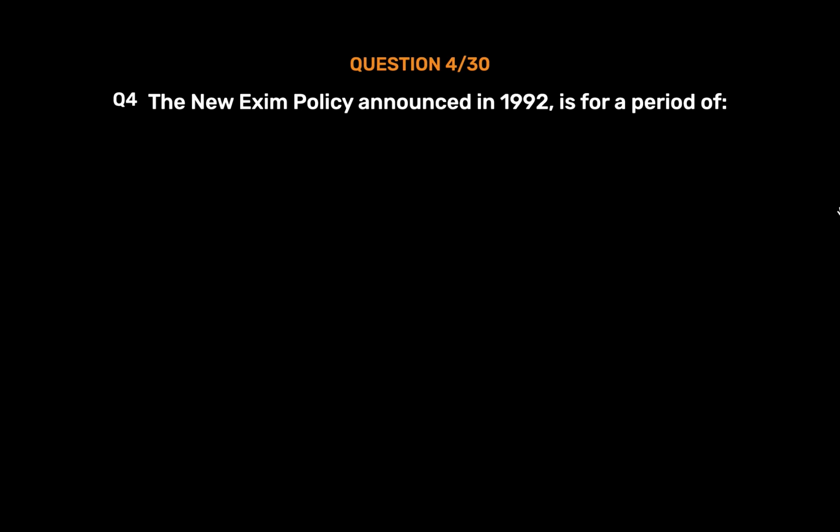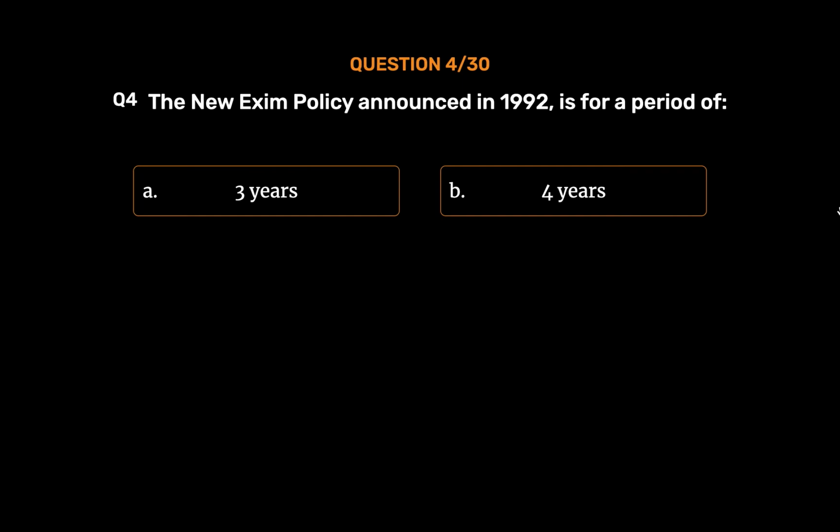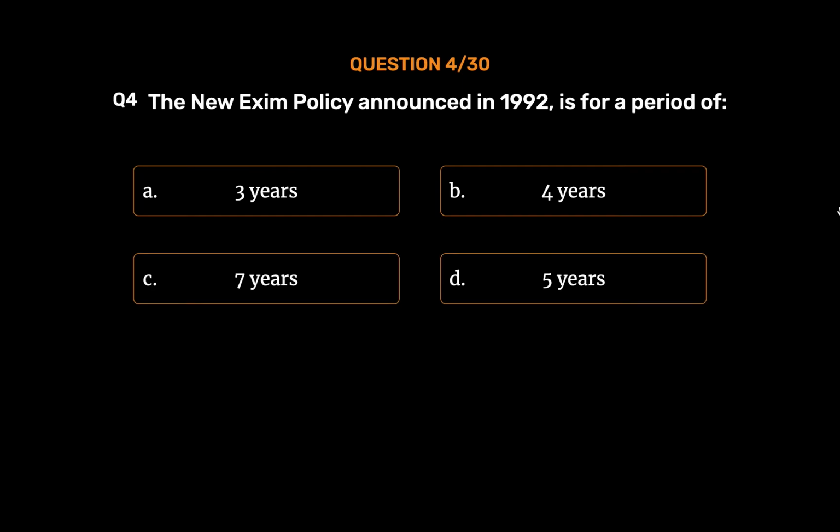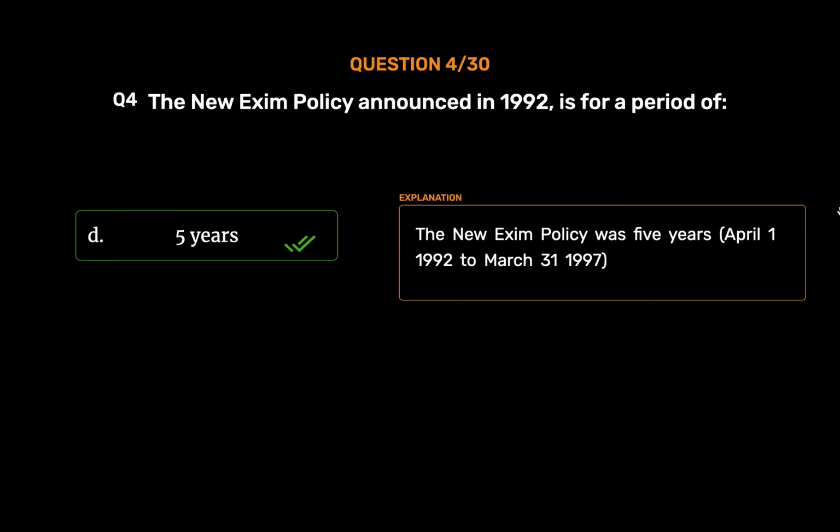Question number 4. The new Exim Policy announced in 1992 is for a period of Option A. 3 years. Option B. 4 years. Option C. 7 years. Option D. 5 years. The correct answer is Option D. 5 years. The new Exim Policy was 5 years, April 1, 1992 to March 31, 1997.